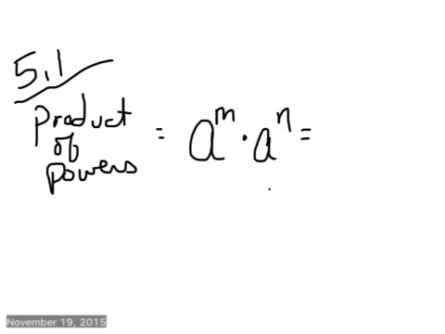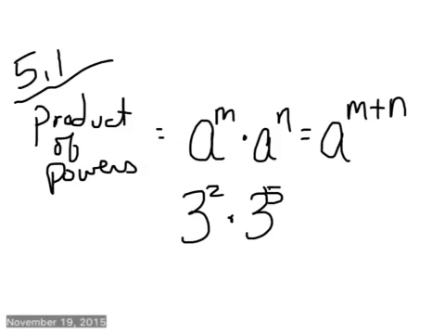Does anybody remember what you do if they're like bases with the exponents? Adele? You do not do anything with the bases, but you add the exponents. You are right. So for that particular problem, that's really just a to the m plus n. As an example, if I had 3 squared times 3 to the 5th, the 3's are the same, so I add the exponents. What's 2 plus 5? 7. Right. So then I would have to figure out what 3 to the 7th is.